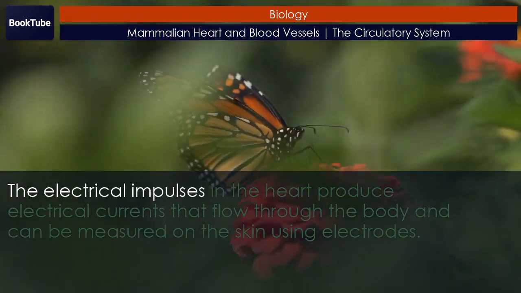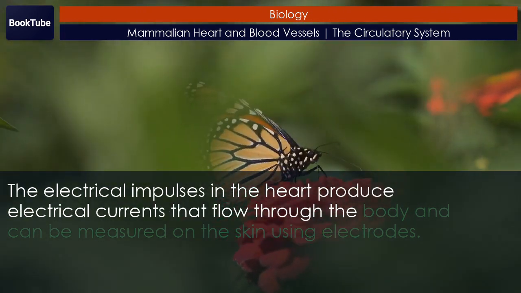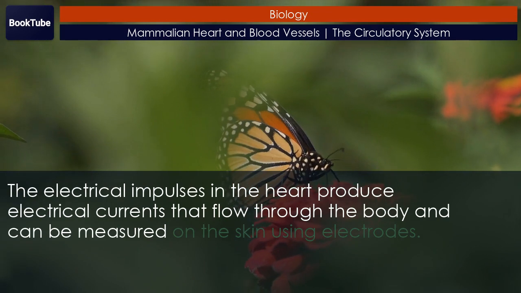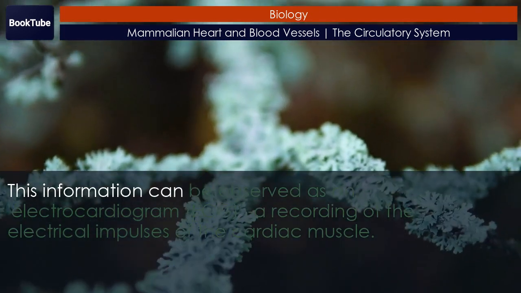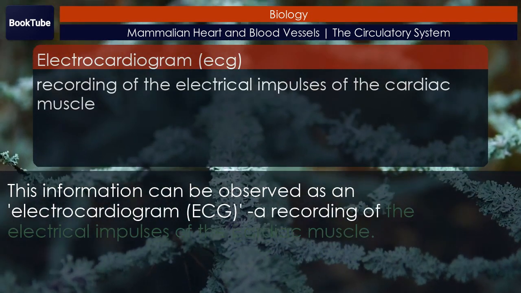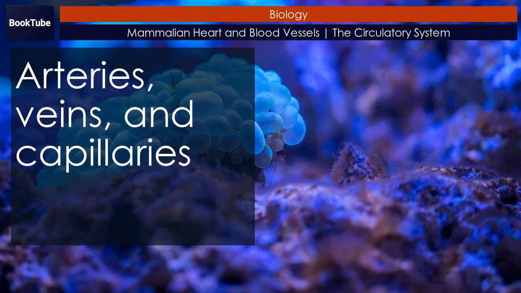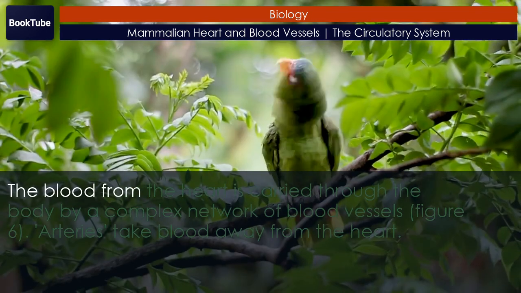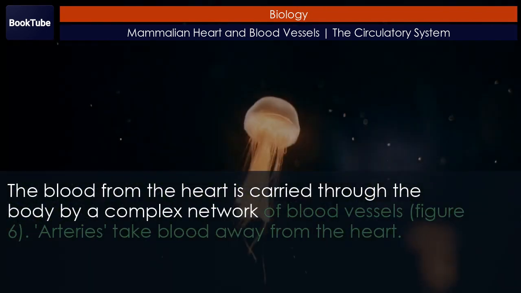The electrical impulses in the heart produce electrical currents that flow through the body and can be measured on the skin using electrodes. This information can be observed as an electrocardiogram, ECG, a recording of the electrical impulses of the cardiac muscle. Arteries, veins, and capillaries: the blood from the heart is carried through the body by a complex network of blood vessels.